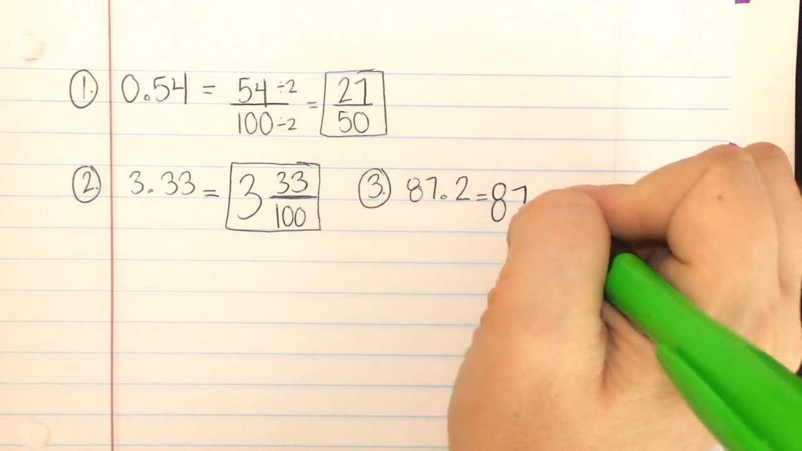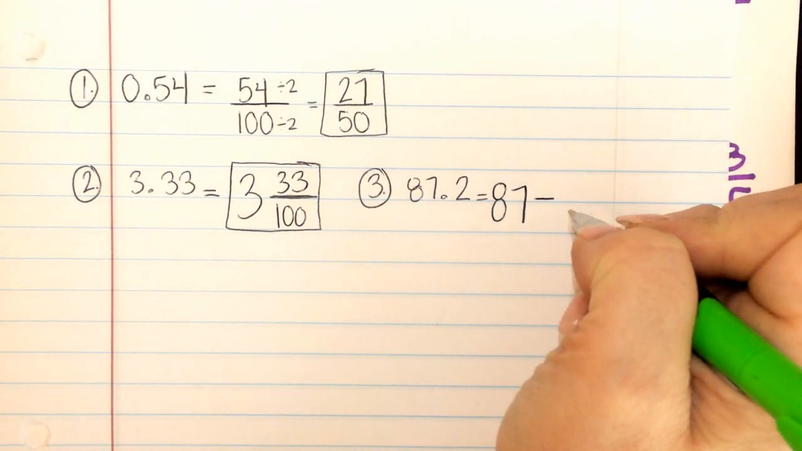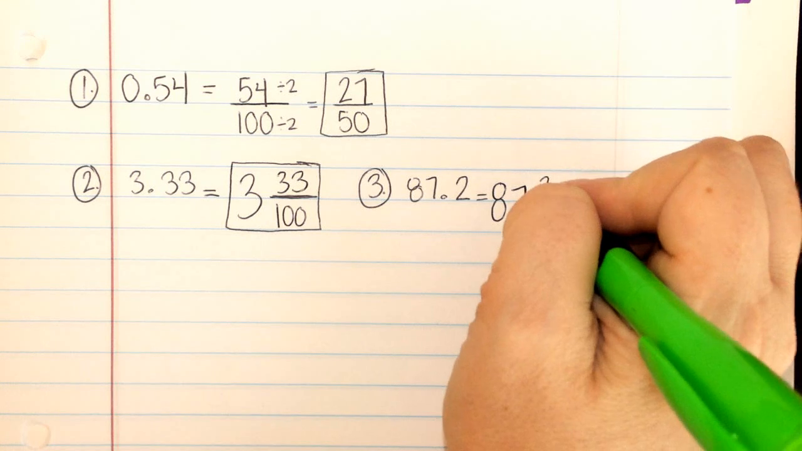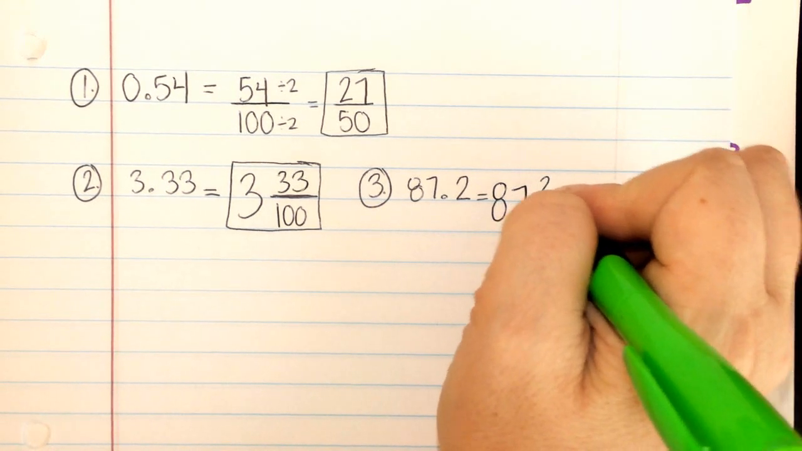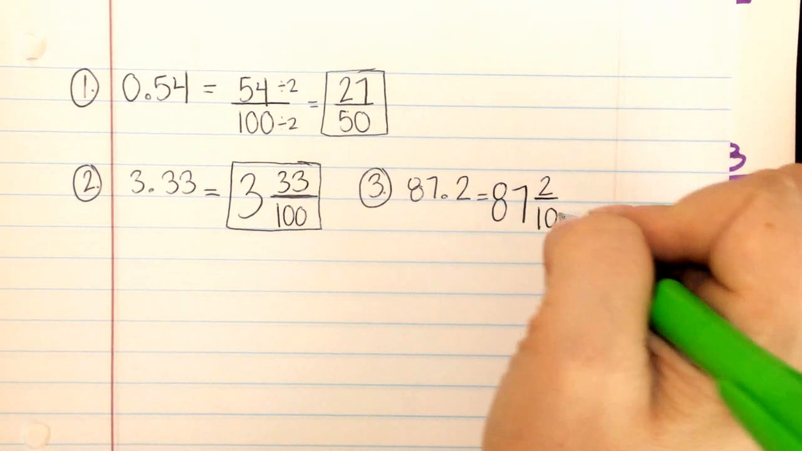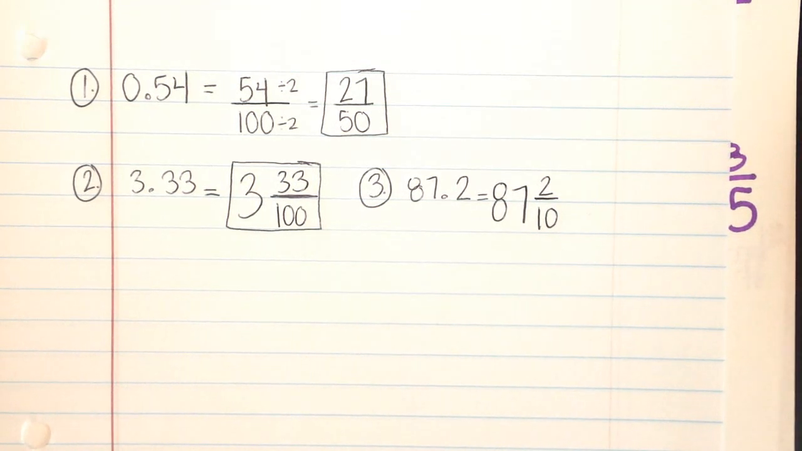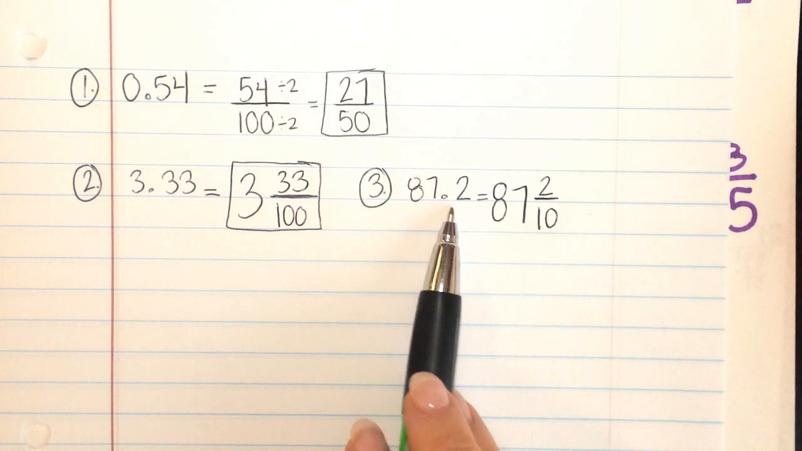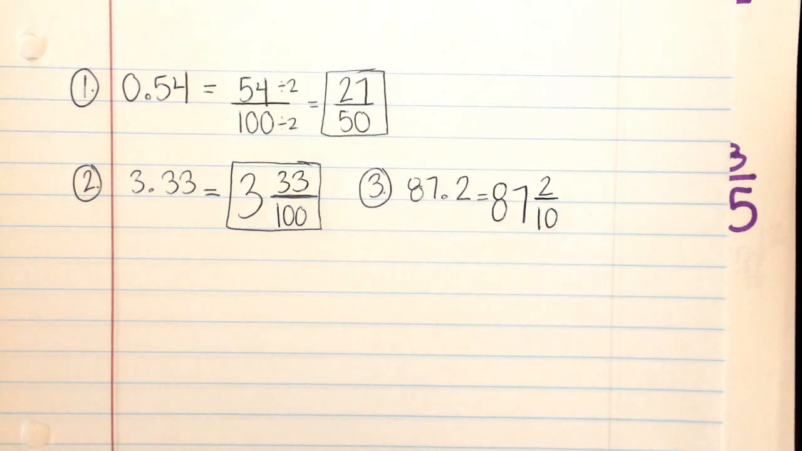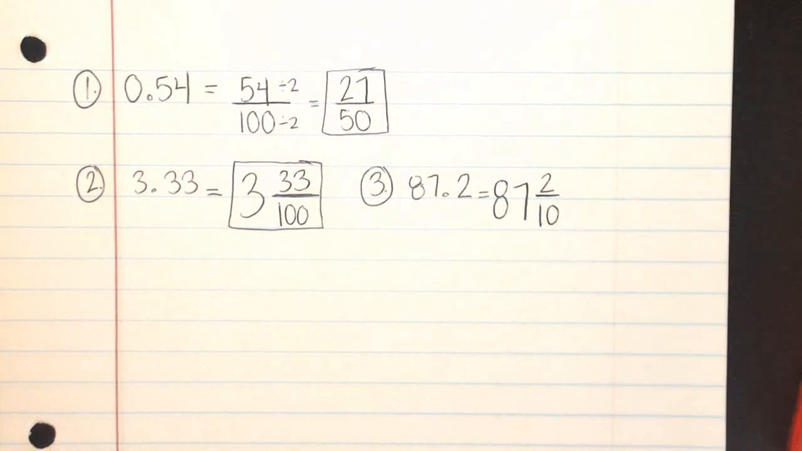All right. What's going to go on top this time? Peyton? 2. What's going to go on the bottom here, Peyton? 10. Why did I put 10 and not 100? Because there's only one number behind the decimal, which means I only want 1 zero there. Okay, let me move this out of the way.